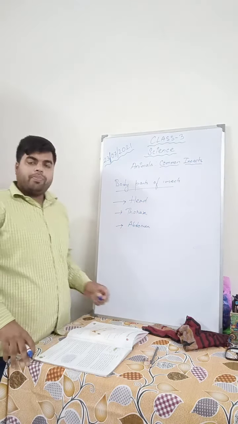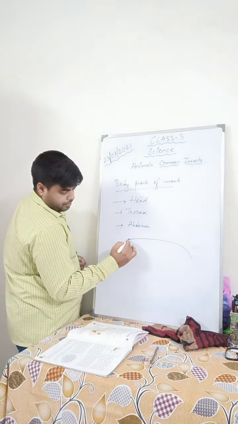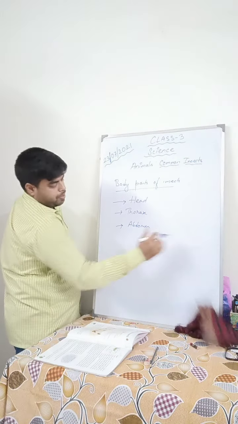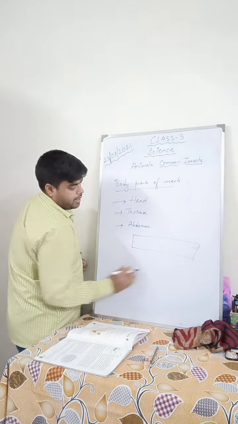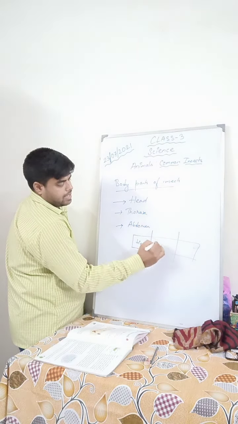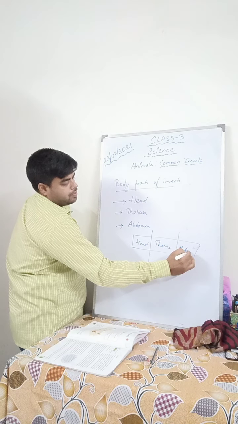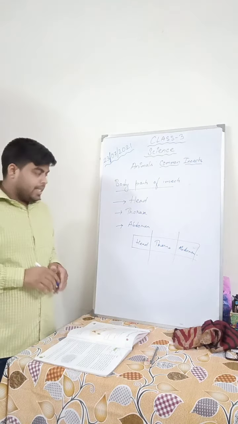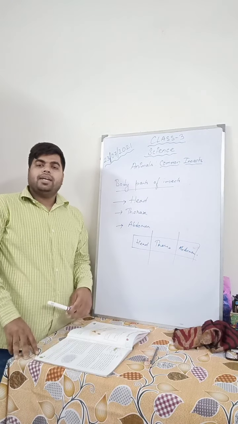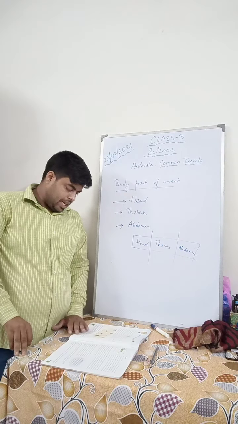Now the insect's body is, suppose if this is an insect, suppose if you take this drawing, insects are divided into 3 parts. The first part is the head, the second part is the thorax, and the third part is the abdomen. Now we will read about the head, the thorax, and the abdomen in detail in the next class. So children, please read this first paragraph up to how much I have already explained.